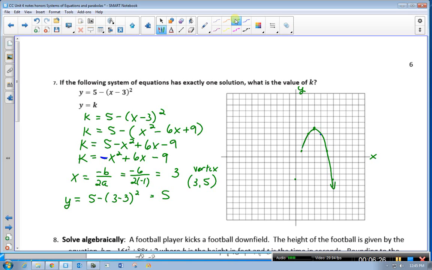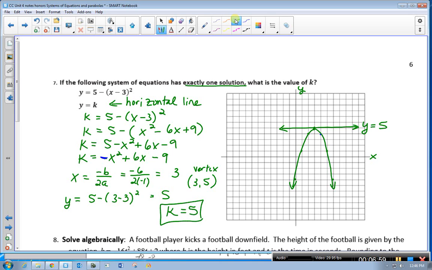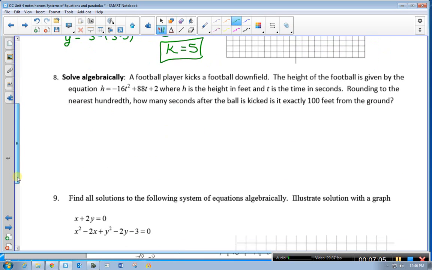So if we are supposed to intersect y equals k in exactly one solution, y equals k has to be a horizontal line. If it's not horizontal, then it's going to intersect in more than one place. So if we have y equals 5, so therefore k equals 5, then it will intersect in one point. Okay, the next one.